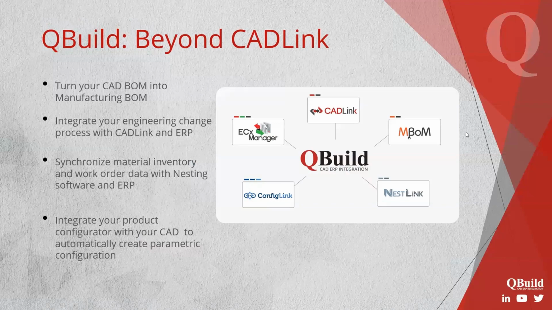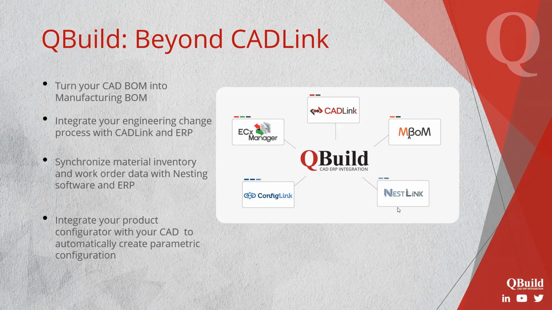Okay, so as promised, here are a few high-level points on some of the other solutions that we provide other than CADLink. On my right side, we have MBOM, which is a tool that allows you to manipulate an engineering bill of material into a manufacturing bill of material. On the left side, I have ECX Manager, which is a web-based system used to streamline and integrate engineering change processes with your ERP.